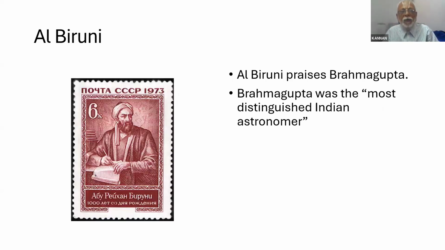This is about Al-Biruni. He was a great scientist, a very eminent scholar, who lived 1000 years ago. Here is a postal stamp in his honor. He writes about Brahmagupta. Brahmagupta was the most distinguished Indian astronomer.